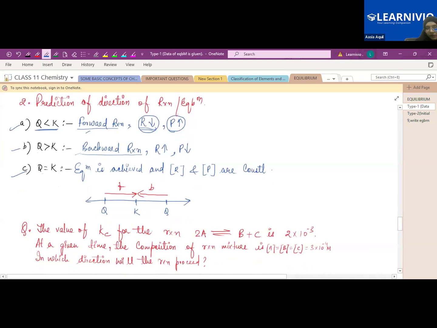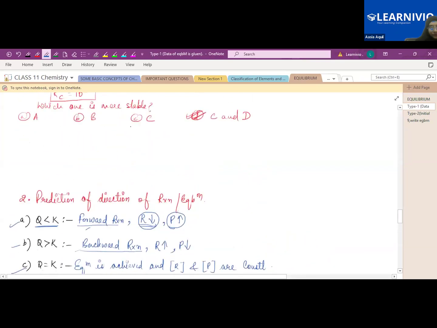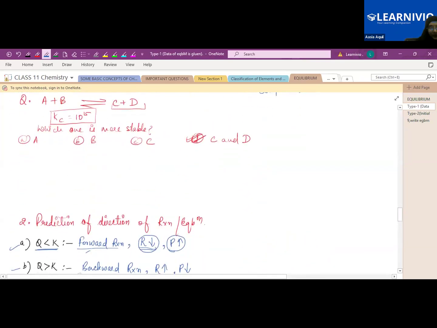Is it clear? Yes. Yeah, ma'am. Okay, quickly note down this question and the prediction. Then we will do some questions based on that.